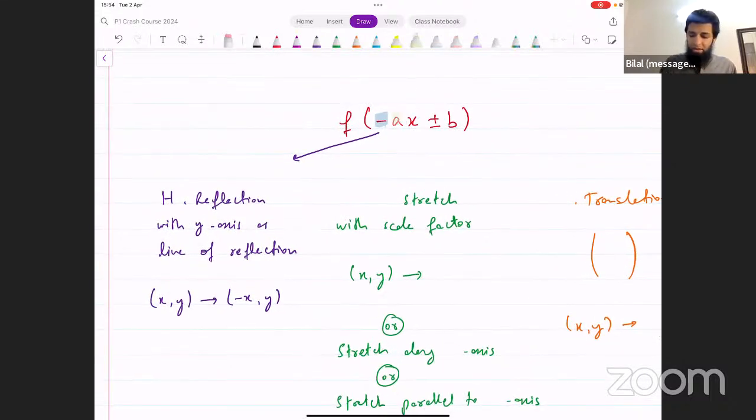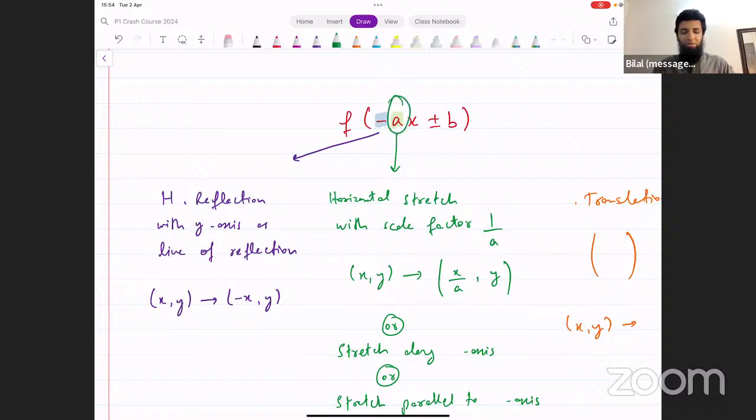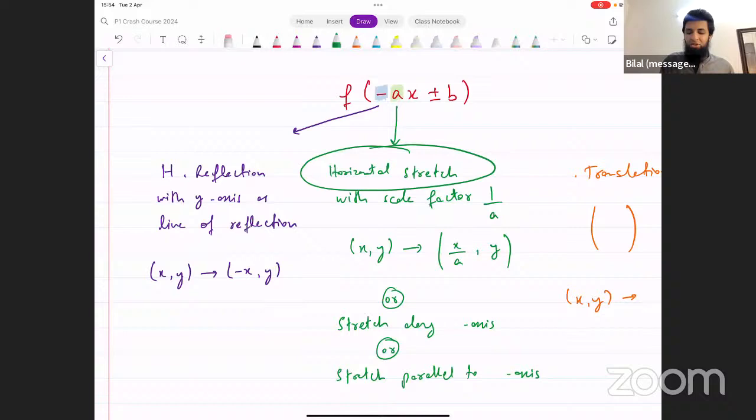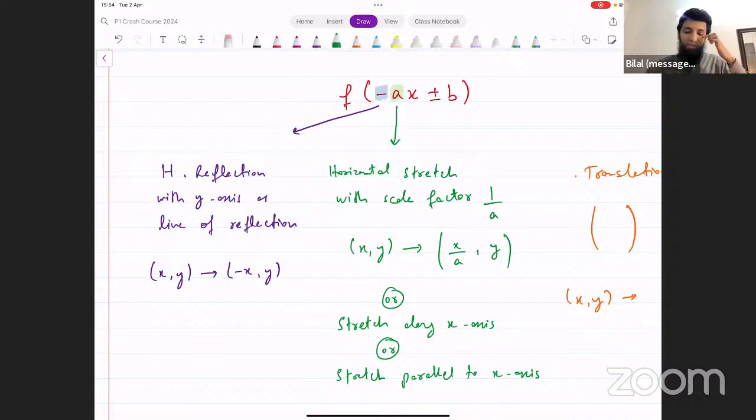And then if you multiply by a number inside, what happens in that case? You say it's a horizontal stretch. That's one way to describe this. With scale factor, if this number is a, the scale factor is going to be the reciprocal of that. It's going to be 1 over a. All right, scale factor is 1 over a. So if you have a point (x, y), that's going to go to 1 over a multiplied by x, or you could say x over a, and the y coordinate remains the same. So the x coordinate is going to be divided by that number, okay? Instead of horizontal stretch, you could also describe it as stretch along the x-axis, or you could say stretch parallel to the x-axis. Those are alternative descriptions of this. That is also possible. Make sense?